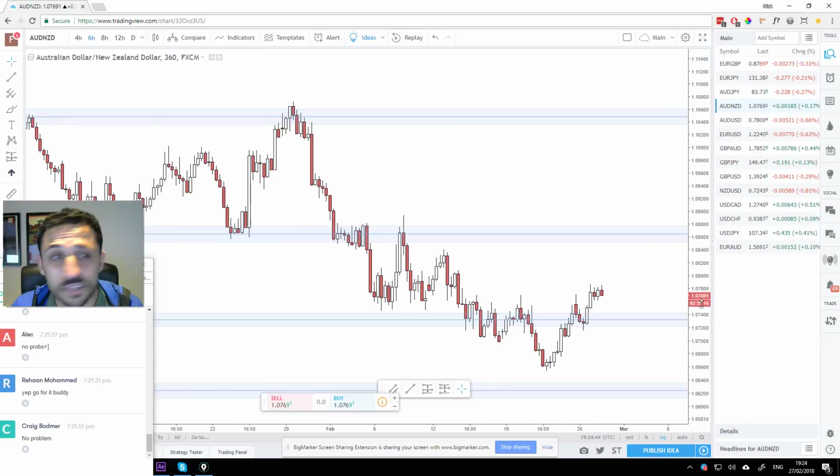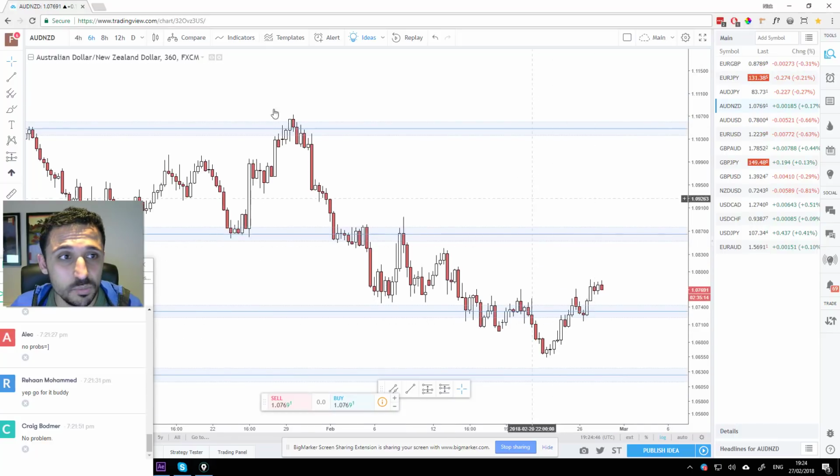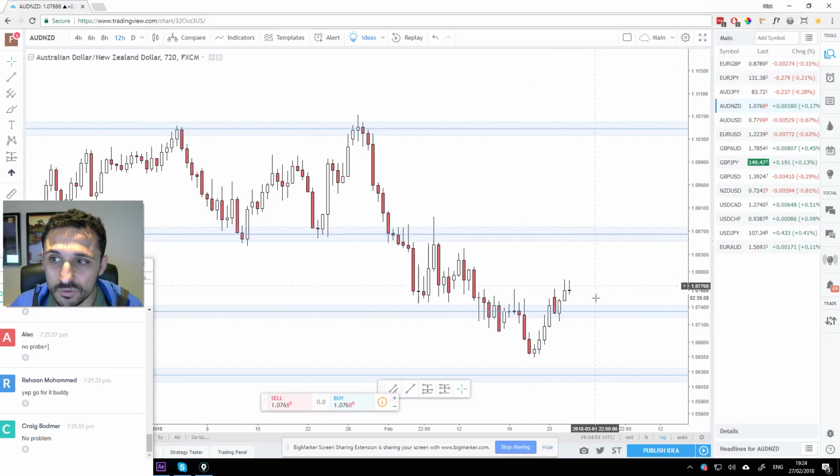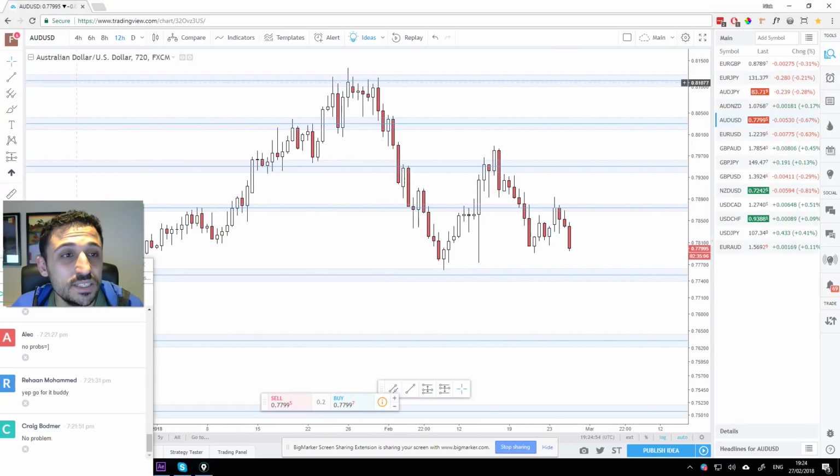Right, AUDNZD. AUDNZD has pushed up above resistance. I mean, there's nothing much we can do here. No real trade setups here. AUDUSD. AUDUSD has pushed up to resistance and has bounced away. So if you wanted to be in a short here, you should have already been in it. Bit too late to enter.